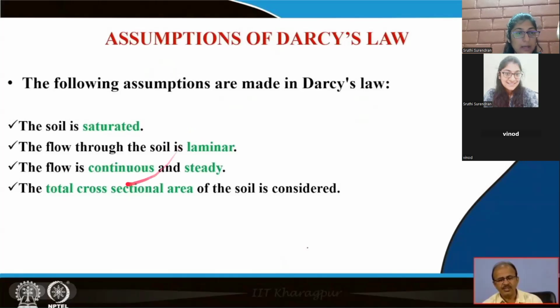The soil has to be saturated. Flow should be laminar. The flow should be continuous and steady. That is, there shouldn't be a break in the flow of water. Steady as in the properties of water flow, like the velocity, will not be changing with respect to time. Steady state flow, and the whole cross sectional area of the soil has to be considered. If we're just considering a small part of the soil, then Darcy's law is not valid for that portion alone. It should consider the whole cross sectional area of the aquifer material or whatever porous media it is for which you're calculating the velocity or discharge.